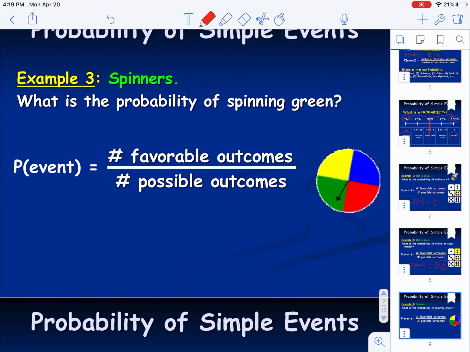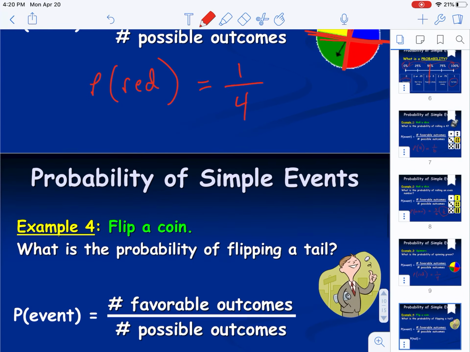All right. We're going to assume that all 4 of these are equal. So what's the probability of a red? There's 1 red out of 4 colors. Now, you're assuming that the 4 colors are equal. If one is bigger than the other, then that's different.